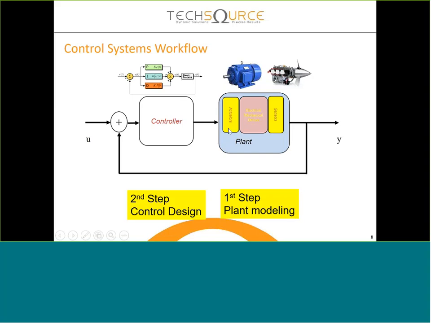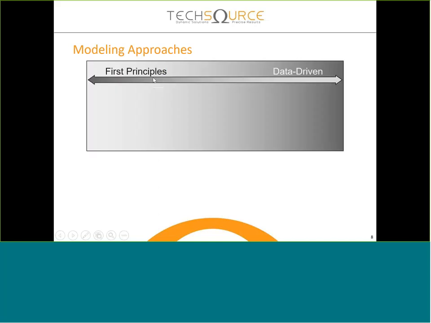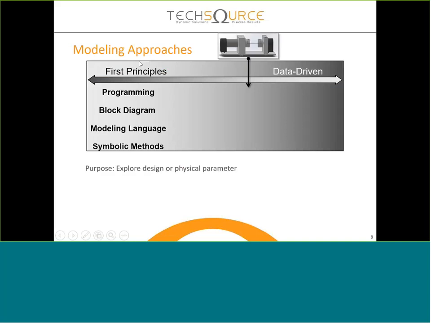Anyway, the first is you know everything about your plant. The second is you know something about your plant, and the third is you know nothing about your plant. This will let you know which way that you want to go. So if you know everything about your plant, you can use first principles.